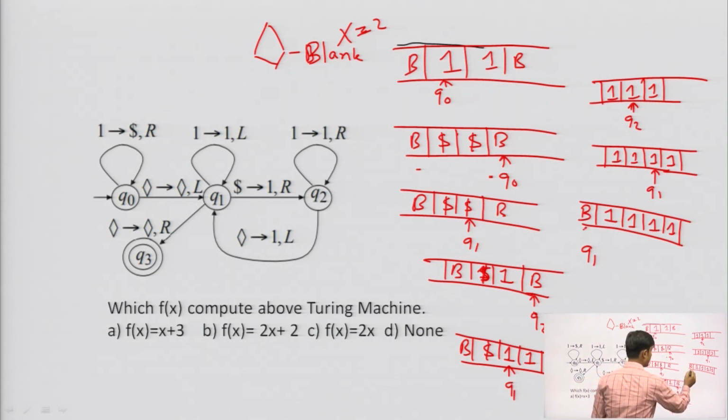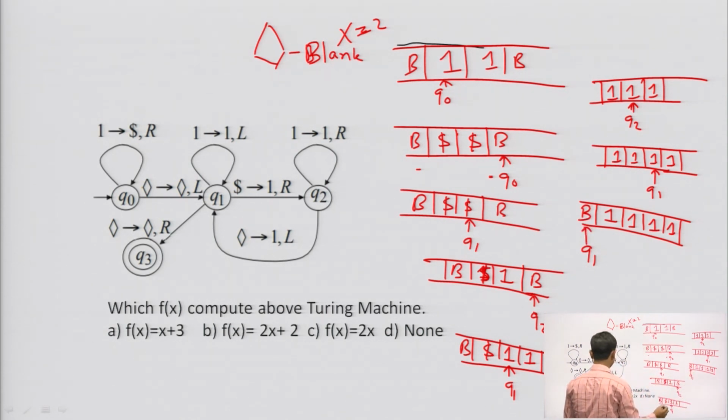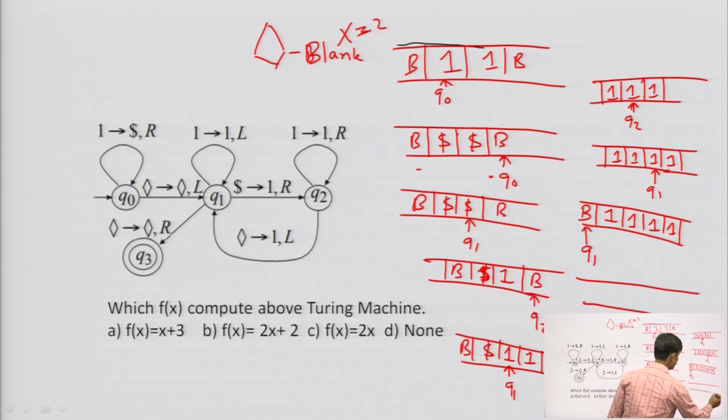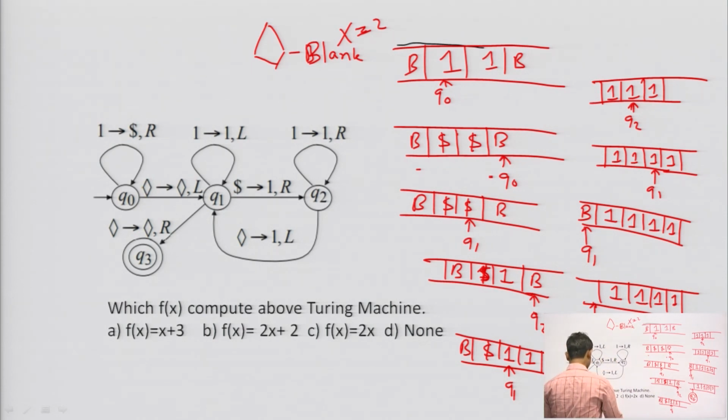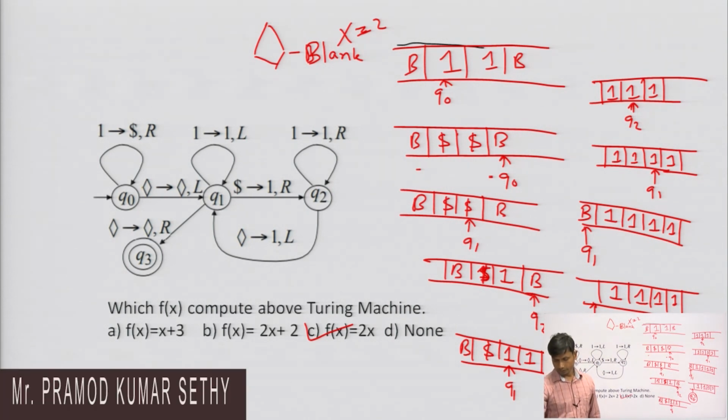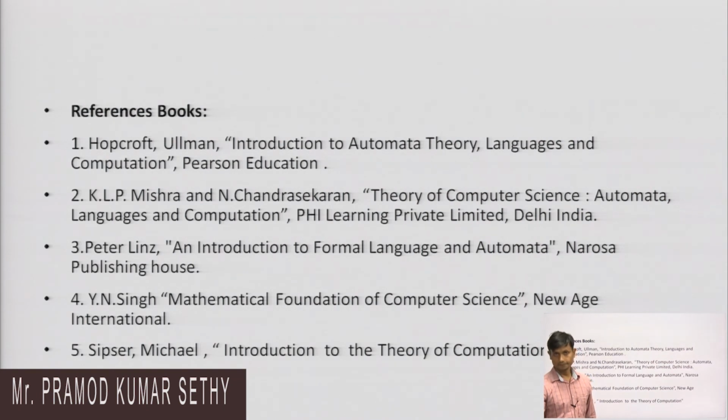So, Q1 blank, you have to go to the final state Q3. This is blank, so you can say Q3, and this is the accepted state. So, like that the correct option is C, Fx is equal to 2x. So, these are the reference. Thank you so much.